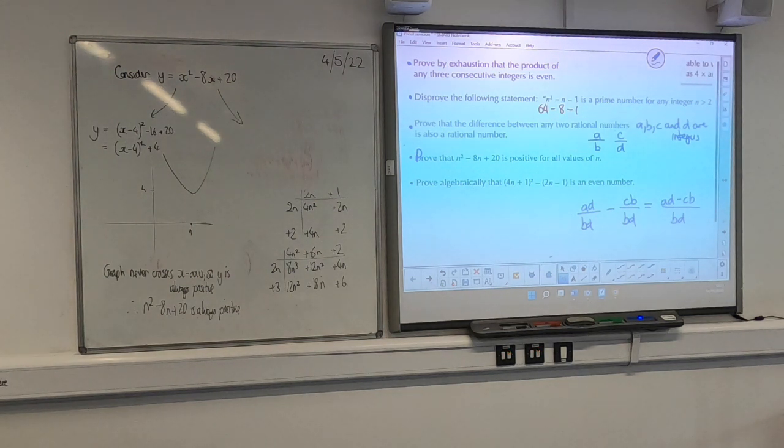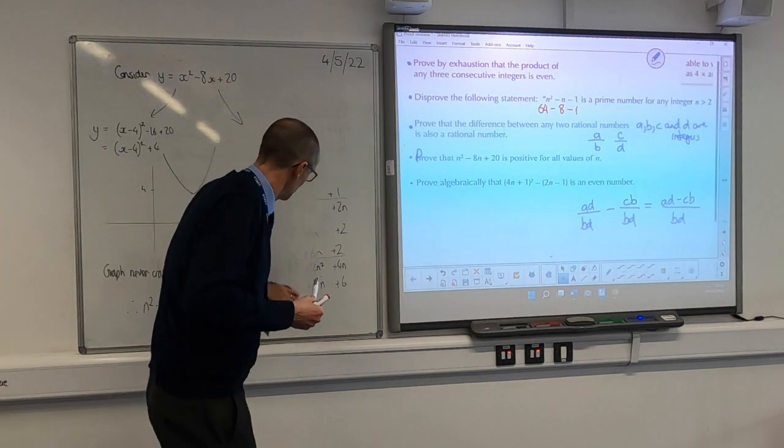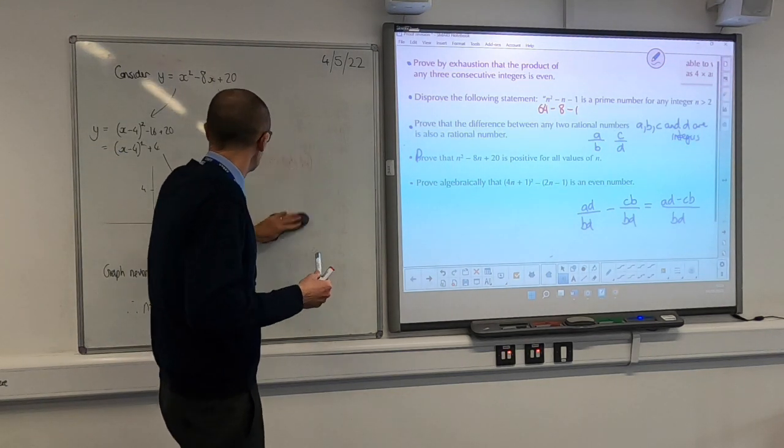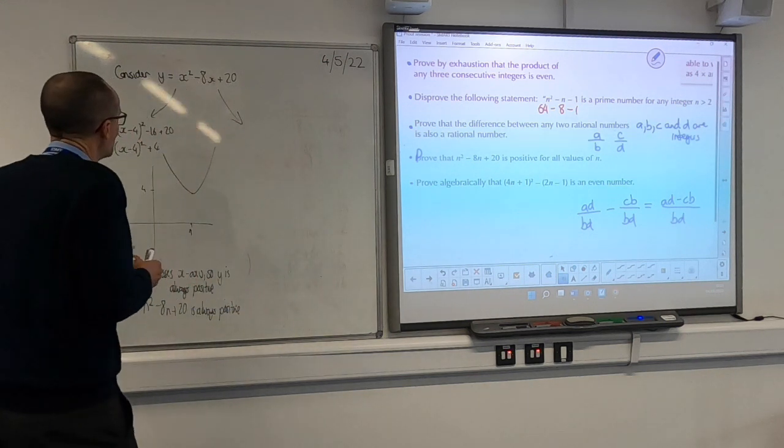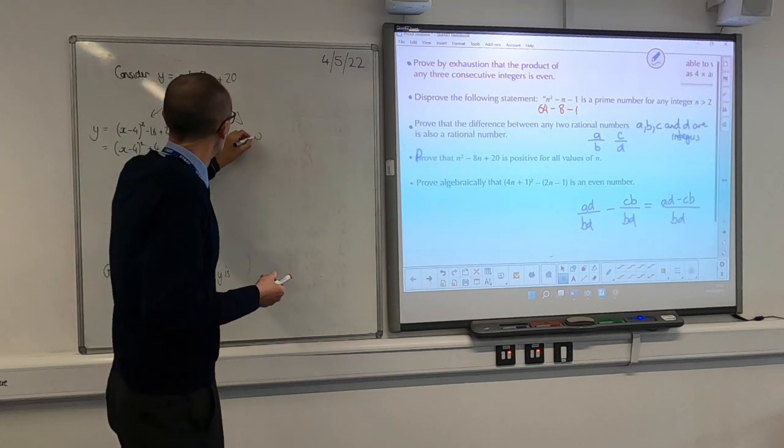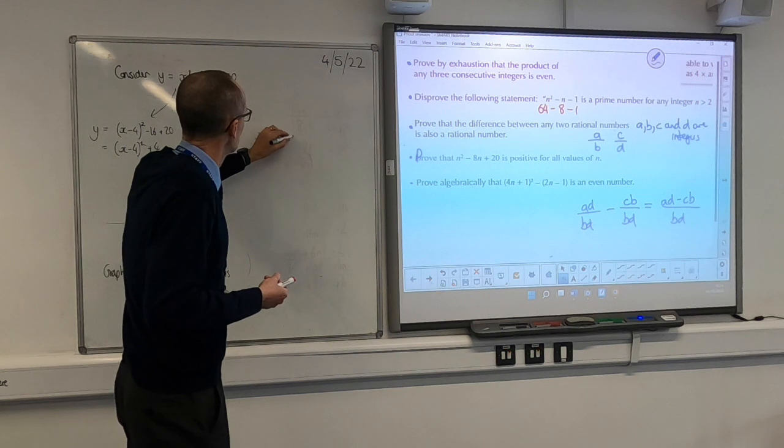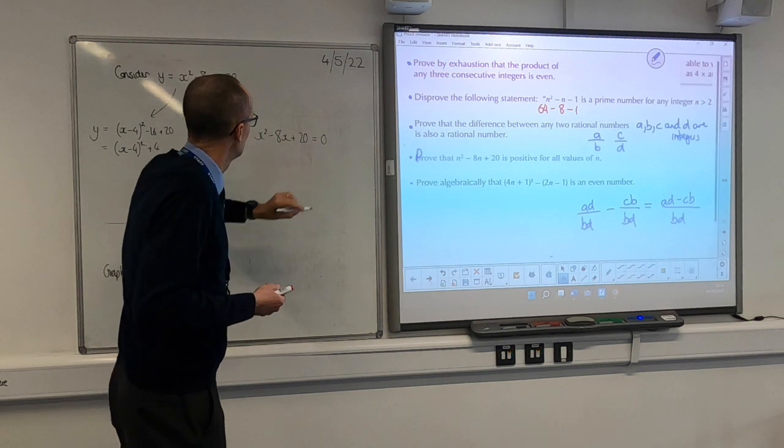So that's one way of doing it. And the other way is to use the discriminant. So Aidan hit both ways of doing it. The other way is to say, right, when does this graph equal 0? I'm looking for the roots. Where does it cross the x-axis?